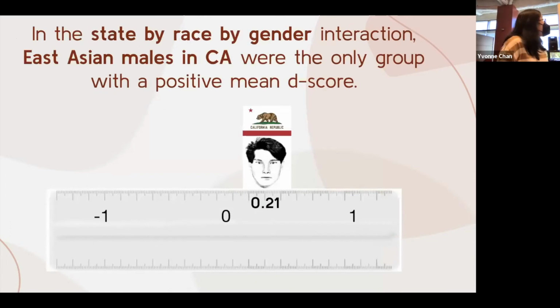When observing the state by race by gender interaction, we see that East Asian California males are the only group of people with a slight mean positive D-score. Everyone else has a mean negative D-score.